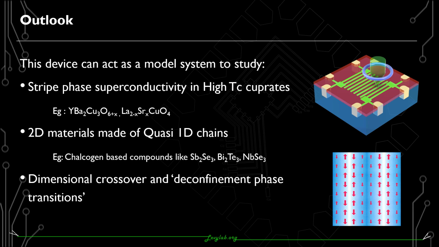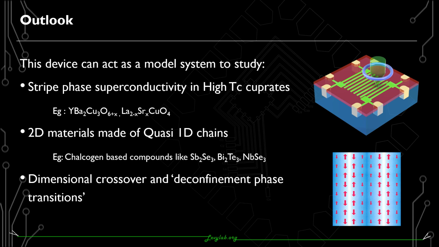This device can act as a model system to study stripe phase superconductivity. In cuprates, the antiferromagnetic interactions compete with Coulomb repulsion, leading to regions of high dopant concentration that form stripe-like structures as shown in this figure. So this phenomenon is better modeled as a series of conducting stripes on an insulating background.